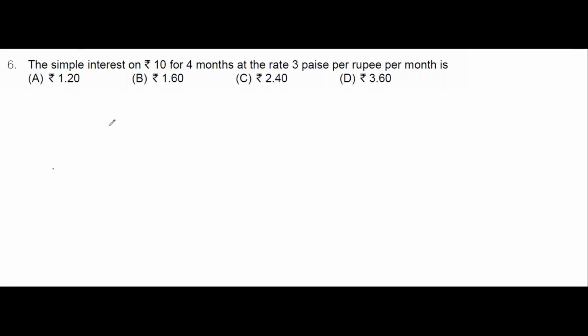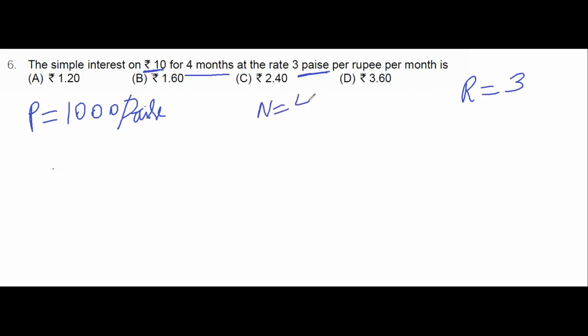Okay, simple interest on rupees 10 for 6 months at the rate of 3 paise per rupee per month. Here the principal is in rupees, whereas the rate is in paise. So I need to convert this rupees into paise. My principal will become 10 into 100, that is 1000 paise. Principal will be in paise. And the rate is 3 paise per rupee. So your rate will be 3. And it is for 4 months. So your n will be 4 months.